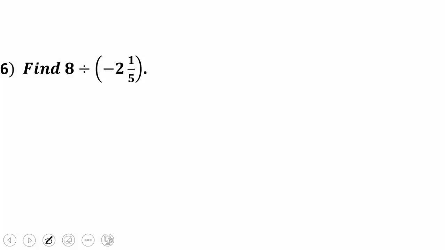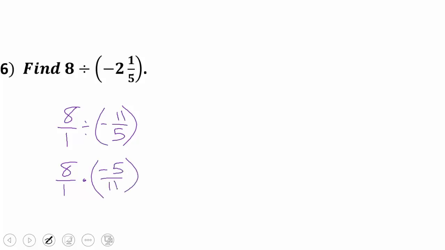Finding 8 divided by a negative 2 1/5, we need to take 8 and make it an improper fraction. So we have 8 over 1 divided by a negative 2 1/5. And the reciprocal would be a negative 11/5. We are dividing, so we're going to take 8 over 1 and multiply that by the reciprocal, which would be a negative 5/11.